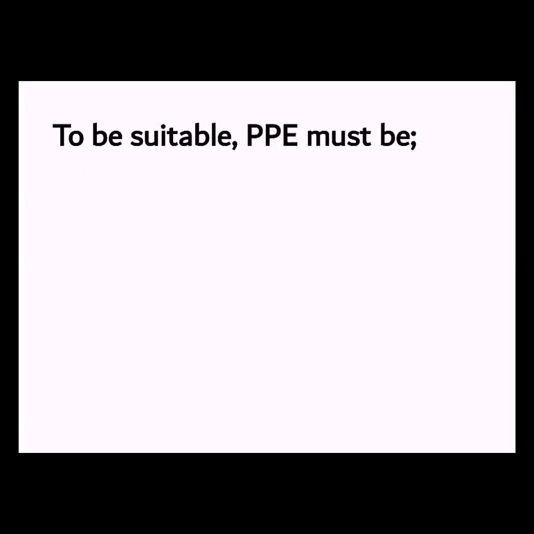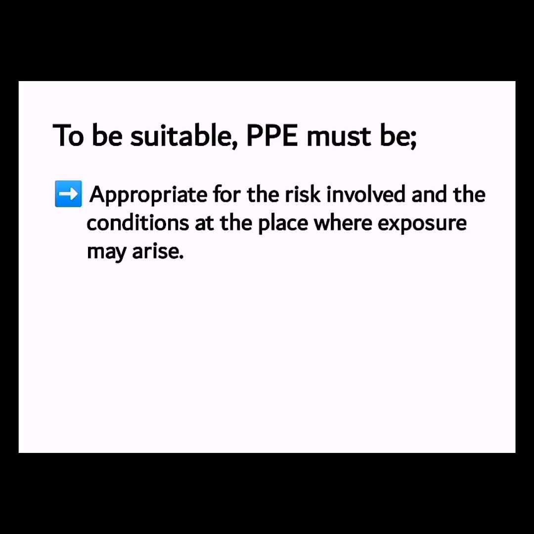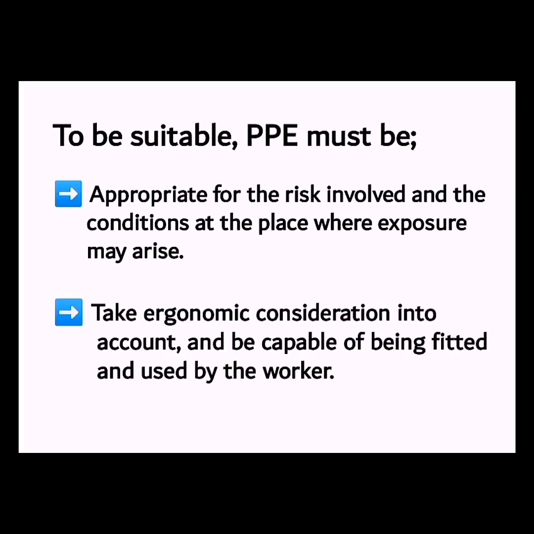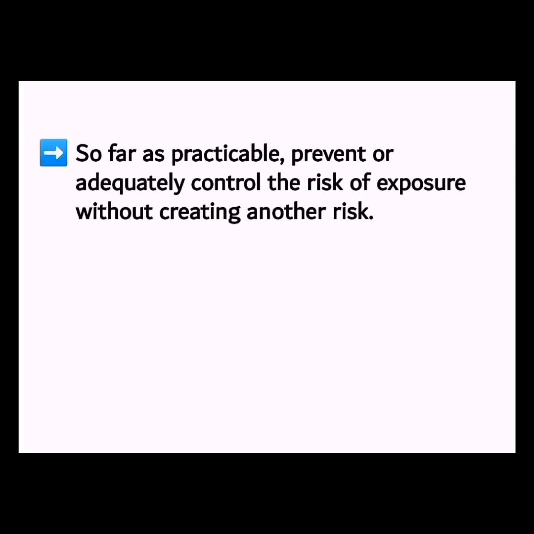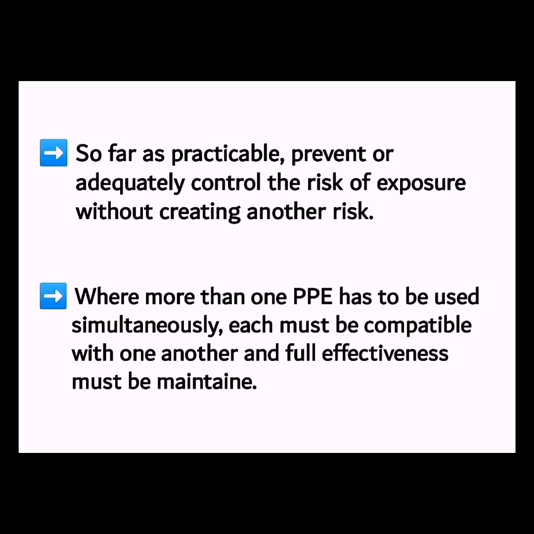Suitability. To be suitable, PPE must be appropriate for the risk involved and the conditions at the place where exposure may arise. Take ergonomic considerations into account and be capable of being fitted and used by the worker. Conform to OSHA, BS, DIN, AS or ANSI standards or be approved by the client as fit for purpose and comfortable. So far as practicable, prevent or adequately control the risk of exposure without creating another risk. Where more than one PPE has to be used simultaneously, each must be compatible with one another and full effectiveness must be maintained.